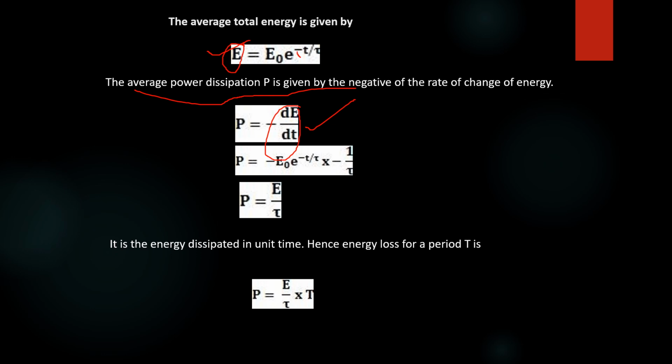what is the coefficient of t here? It is minus 1 by tau. Therefore, power P is equal to minus E0 into e raised to minus t by tau into minus 1 by tau. But this we can write as E. Therefore, the power P is equal to E by tau. So this is the energy dissipated in unit time. So what will be the energy dissipated or the energy loss for a period T? It will be into T, that is E by tau into T.